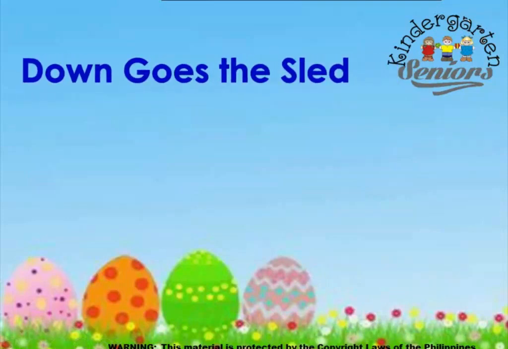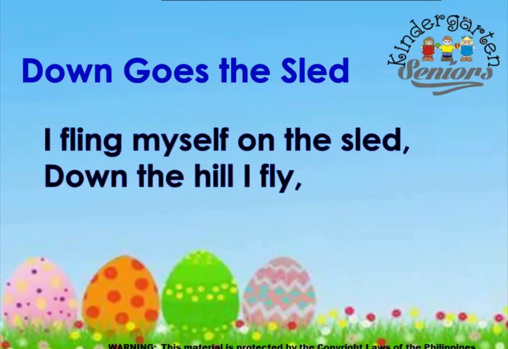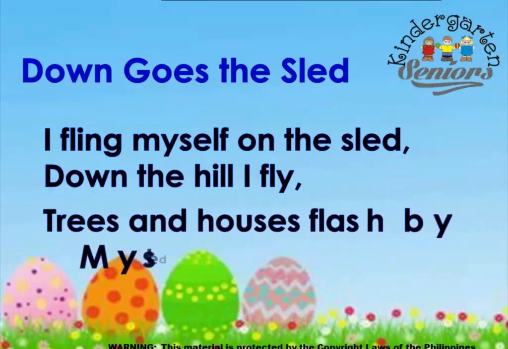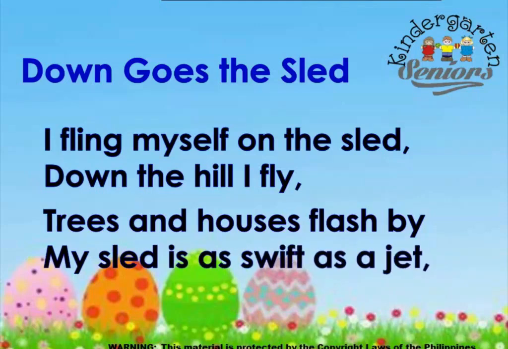Down goes the sled. Okay, so let us review reading this. I fling myself on the sled. Down the hill I fly. Trees and houses flash by. My sled is as swift as a jet. Okay, let us read. Down goes the sled. I fling myself on the sled. Down the hill I fly. Trees and houses flash by. My sled is as swift as a jet.